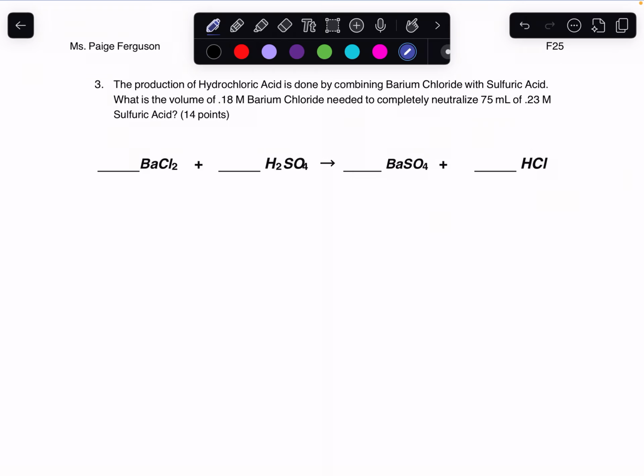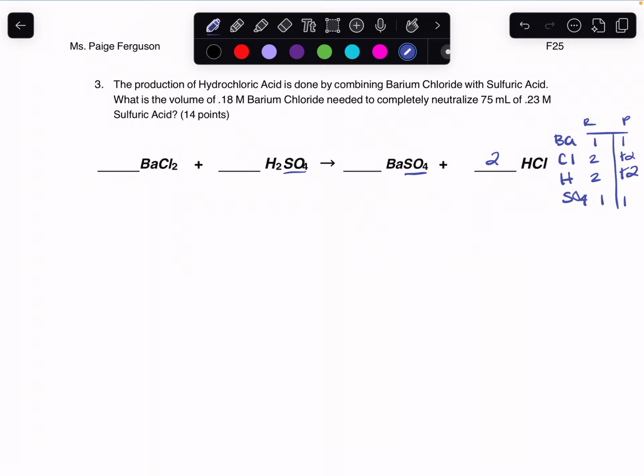Good thinking, let's balance. So I have barium, chlorine, hydrogen, and sulfate. I'm treating SO4 as sticking together on both sides, so I'm just going to count that as 1. Reactants, products: 1 barium, 2 chlorine, 2 hydrogen, 1 sulfate; 1 barium, 1 sulfate, 1 hydrogen, 1 chlorine. Well, easy fix. Stick a 2 here, and now you've got a balanced equation.